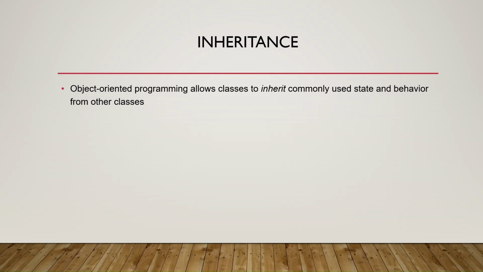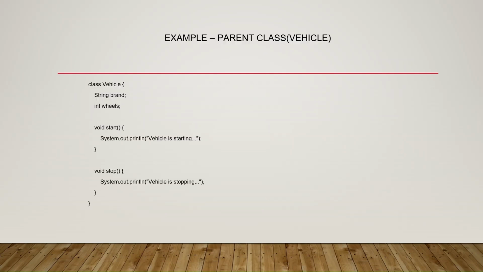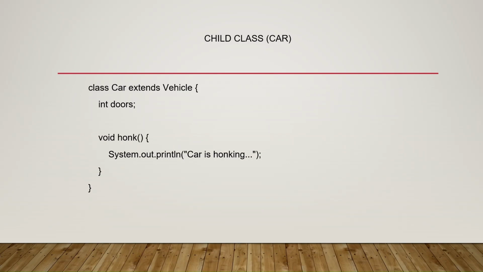Let's break it down with a real-world example. Imagine you're designing a system for different types of vehicles. This class will contain common attributes and methods that all vehicles share. A car is a type of vehicle, meaning it inherits properties from the vehicle class. The keyword extends is used to indicate that car inherits from vehicle in Java.